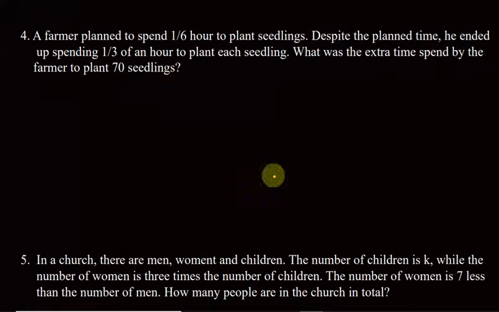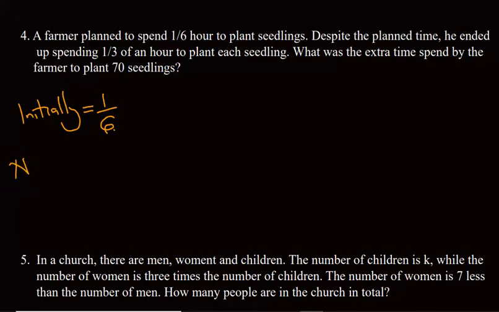Question number 4, very important. It appeared in KJSEA 2025. A farmer planned to spend a sixth of an hour to plant each seedling. Despite the planned time, he ended up spending a third of an hour to plant each seedling. What was the extra time spent to plant 70 seedlings? So, initially he planned to spend a sixth. But now he's spending a third.